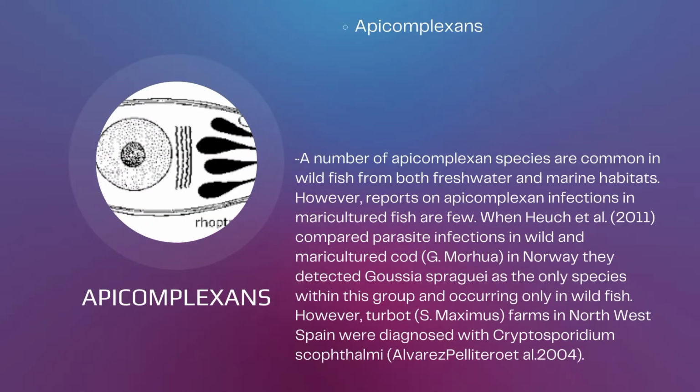Next is the apicomplexans. A number of apicomplexan species are common in wild fish from both freshwater and marine habitats. However, reports on apicomplexan infections in maricultured fish are few. When comparing parasite infections in wild and maricultured cod in Norway, they detected Goussia spraguei as the only species within this group, occurring only in wild fish. However, farms in northwest Spain were diagnosed with Cryptosporidium scophthalmi.